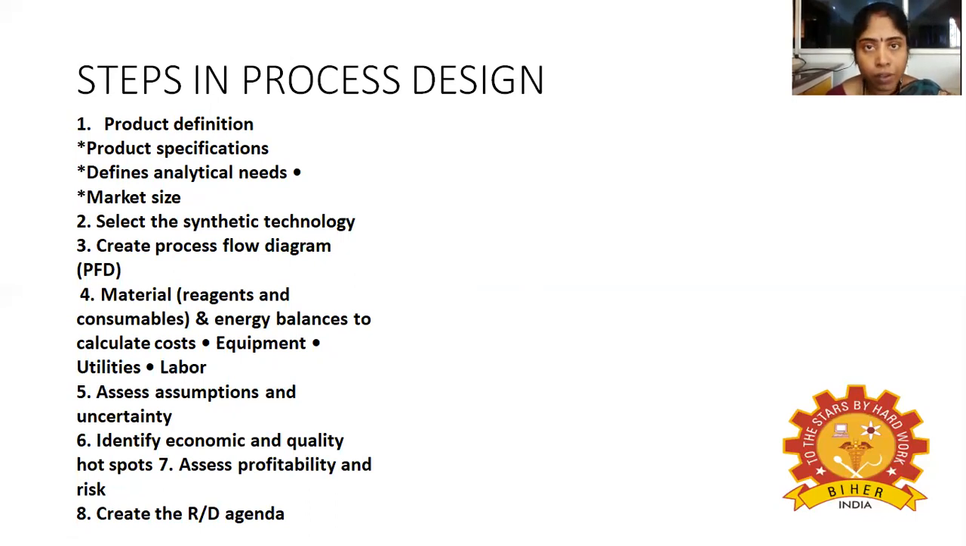So what are the specifications, whether it has been needed, and then only it will be available in the market. So the first and foremost step in the process designing is a product definition. The next one is the selection of the synthetic technology. When we talk about a synthetic technology, how the process is being carried out for the particular formation or production, that comes under the category of selection of the synthetic technology.